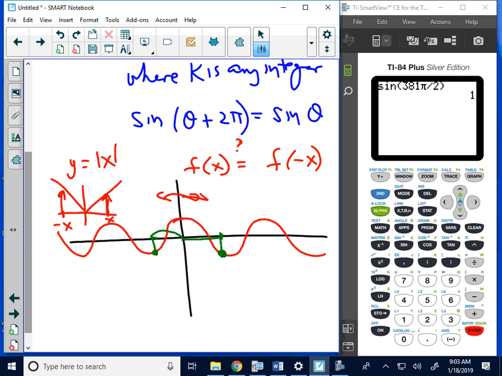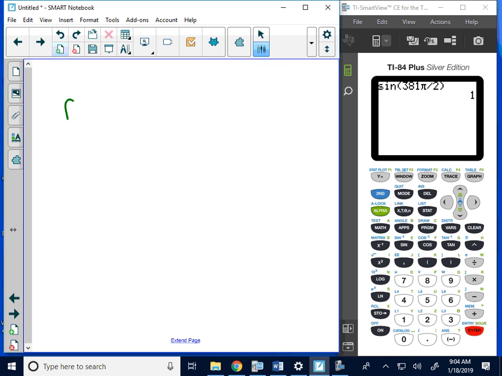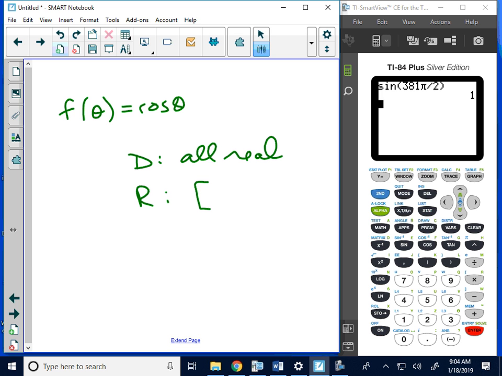Okay, so for cosine, we still have the domain and range are the same. Let's go ahead and just write them down. We spent a lot of time on the sine, but I am going to tell you the cosine is exactly the same. F of theta is the cosine. Domain is all reals. You can put any angle in. Range is, again, from -1 to 1. This is an even function. That is, the cosine of theta is exactly the same as the cosine of minus theta.